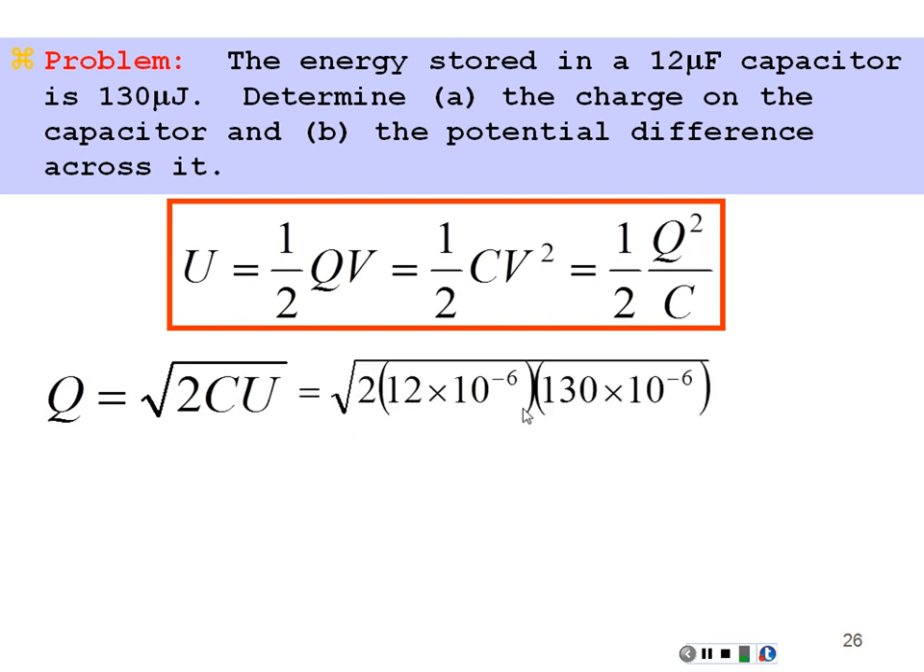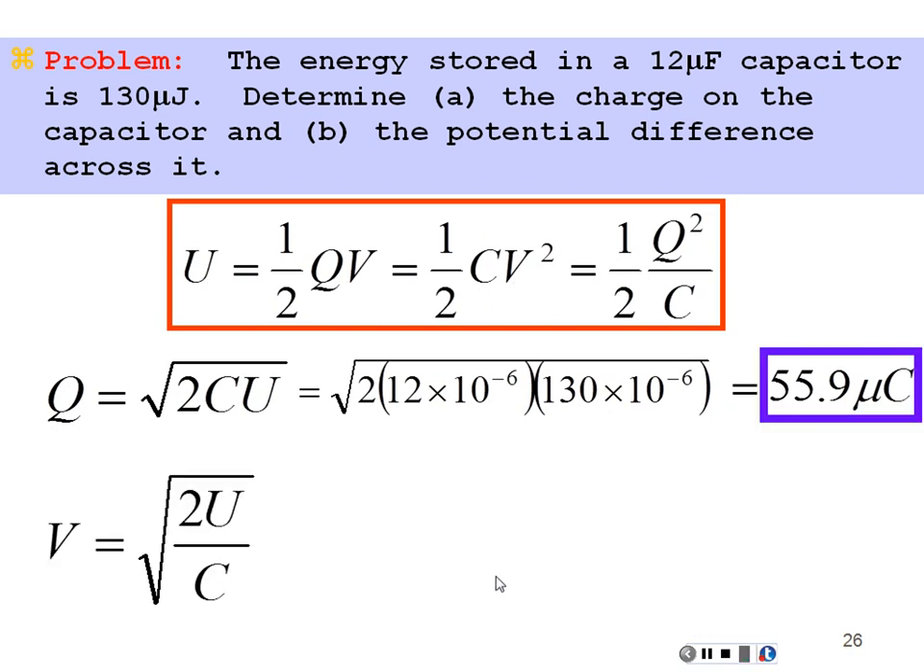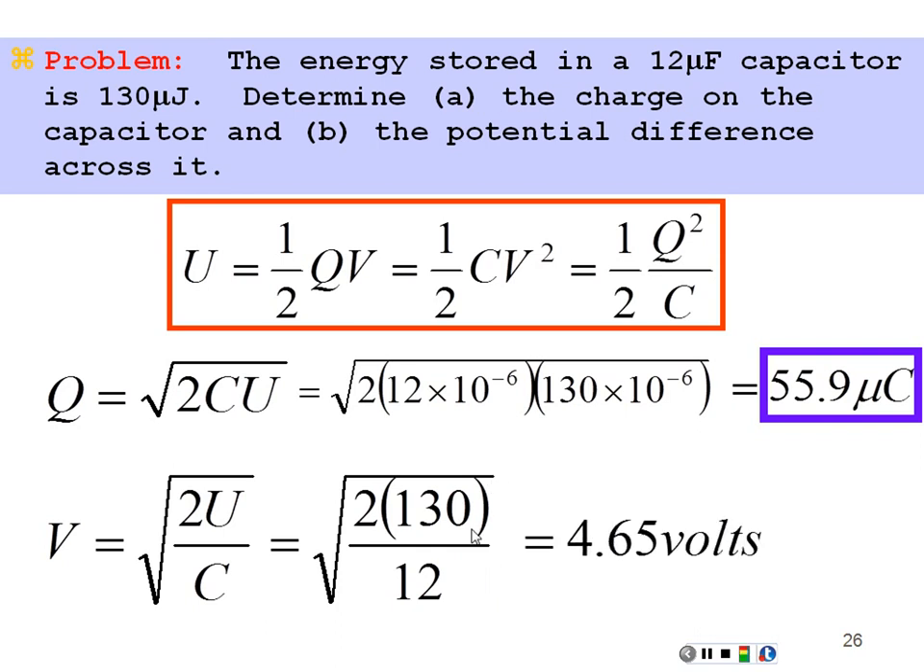2 times 12 microfarads times 130 microjoules. The micros, the 10 to the minus 6, actually will come out of the square root. And we'll have 55.9 microcoulombs for the charge. We could also rearrange this, knowing the capacitance and the energy, by the second equation to find the voltage. Multiply both sides by 2, divide by C, take the square root. So the voltage is the square root of 2U over C. Micros cancel out, 130 microjoules over 12 microfarads, and the square root of that is 4.65 volts.